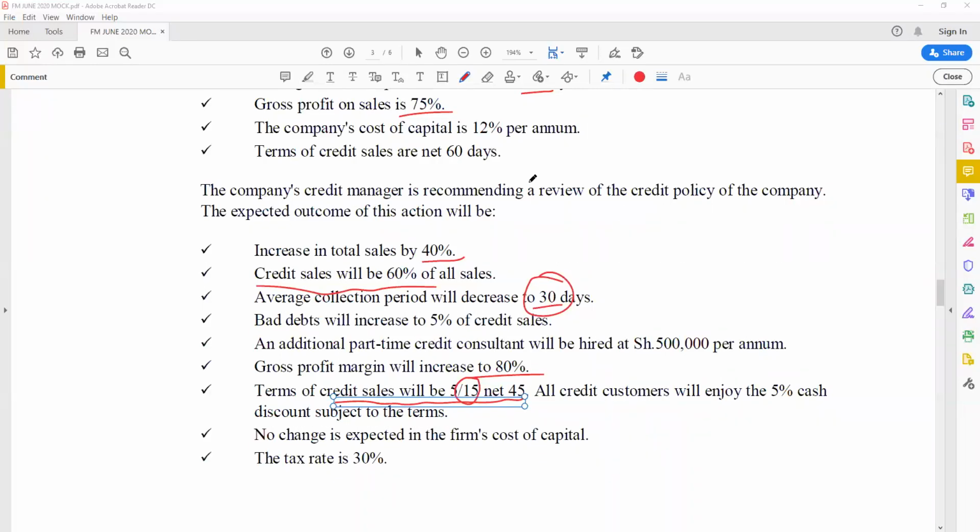So the idea here is that there's some customers of the company who will take the discount. So they will pay within 15 days, and the company will give them 5% discount. But we don't know the proportion of those customers who will take up the discount. We have no idea. So that's what we want to know. How do we determine the customers who will take the discount and the customers who will not take the discount? That means they will pay in day 45.